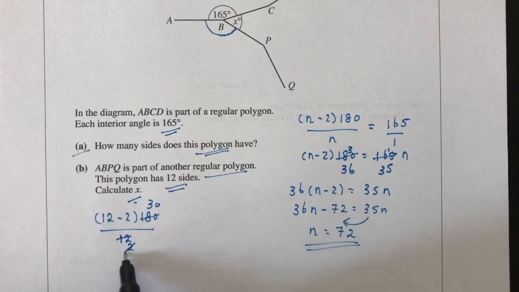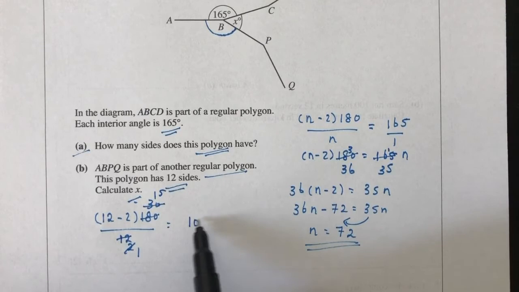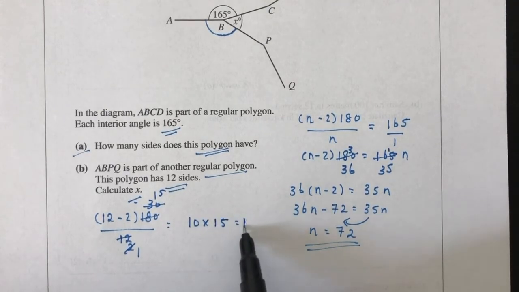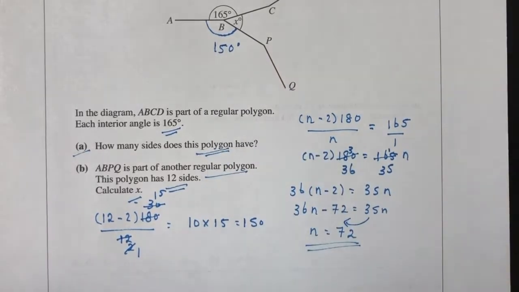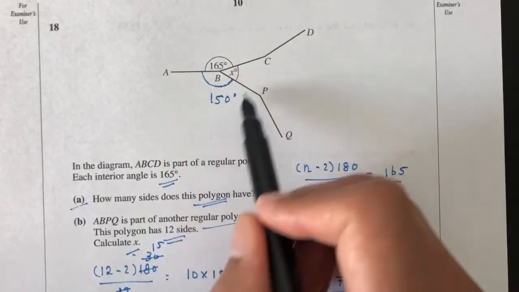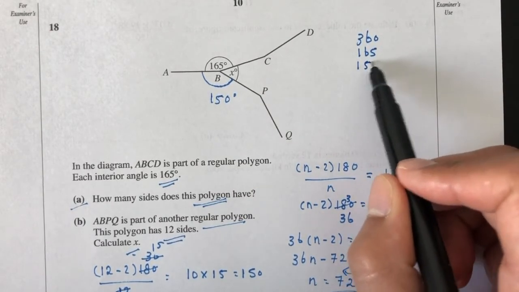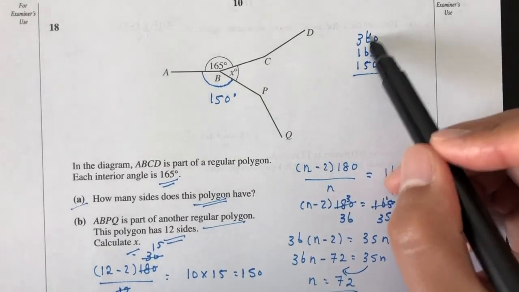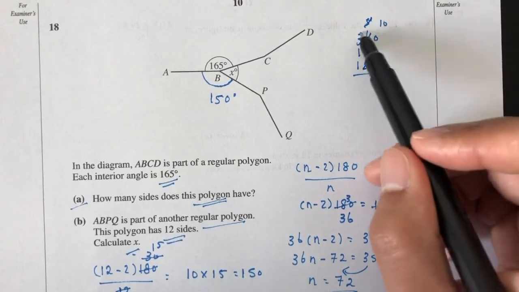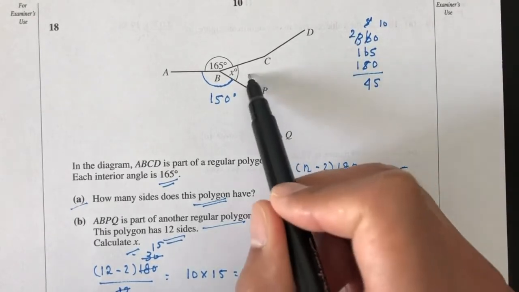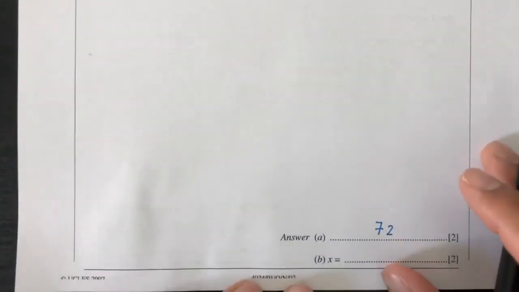That will be 2, 1. That will be 15. So the answer will be 10 times 15. That will be 150. So the angle here is 150. Now find the value of x. As you can see, this is a full circle, so it is 360 minus 165 minus 150 to find the value of x. The 5 goes away, we have 6 remaining. That will be 45. So the value of x will be 45 degrees. That is part B.